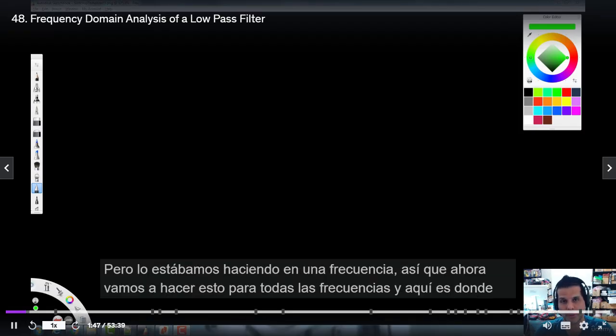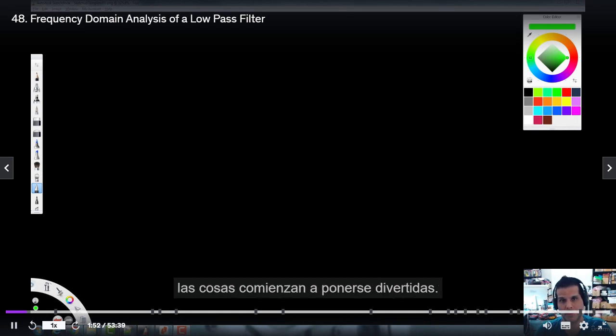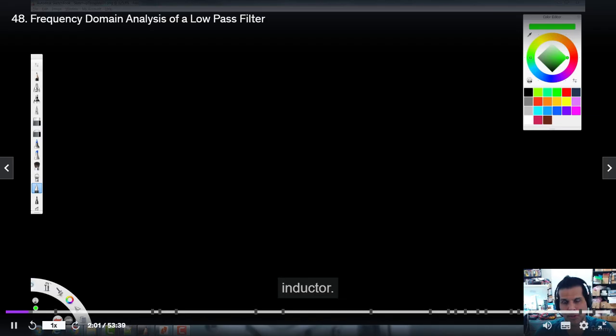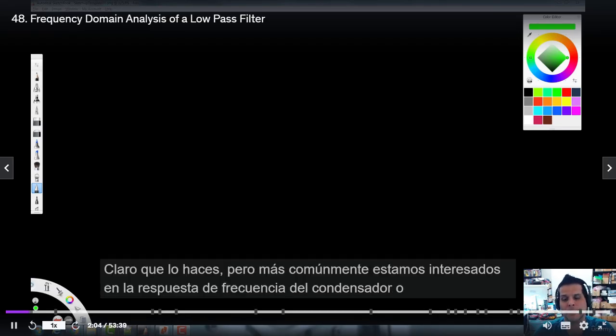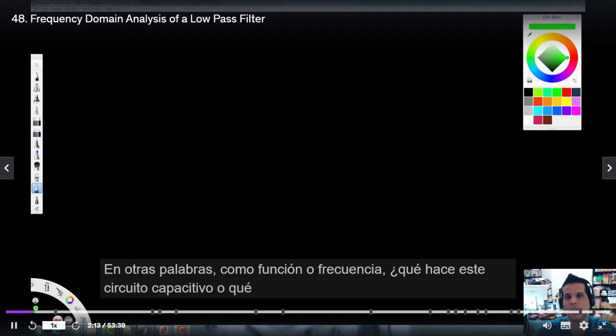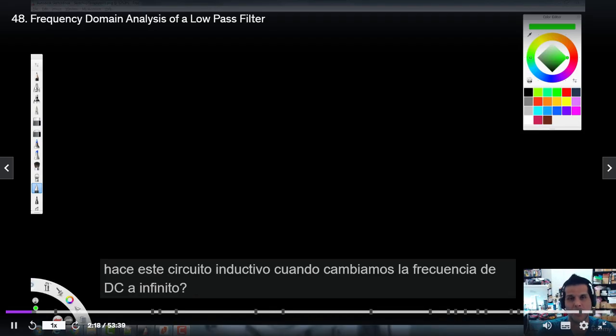But we were doing it at one frequency. So now what we're going to do is we're going to do this for all frequencies, and this is where things start getting fun. In reality, very seldom is anyone going to compute the transient response of a capacitor or an inductor. Sure, you do it, but more commonly, we're interested in the frequency response of the capacitor or inductor. In other words, as a function of frequency, what does this capacitive circuit do, or what does this inductive circuit do as we change the frequency from DC to infinity, some value in there.